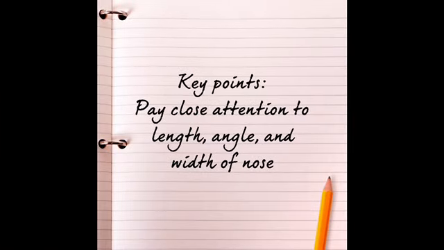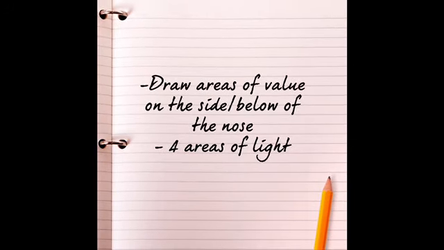Let's now talk about some key points that we want to pay attention to as we are drawing the nose. Draw the shapes that form the nose. Pay close attention to the angle, length, and the width of the nose and nostrils. Draw the areas of the values on the side and below the nose. That means that there are going to be four surfaces which the light will vary upon: each of the two sides of the bridge of the nose, the top of the bridge of the nose, and the surface that curves back towards the face.